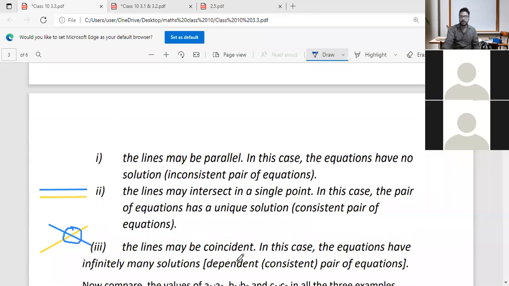The lines may be coincident. In this case, the equations have infinitely many solutions. Clear? Infinitely many means they are overlapping each other like this. One line is here, a blue line, and we are taking a red line also. It is overlapping with the blue line. And then we can say that this pair of linear equations has infinitely many solutions. Clear?